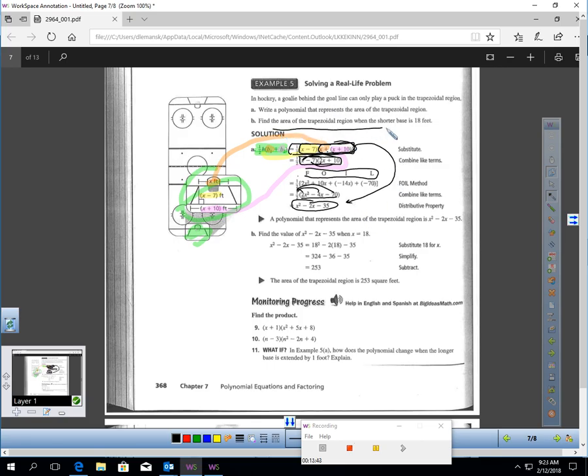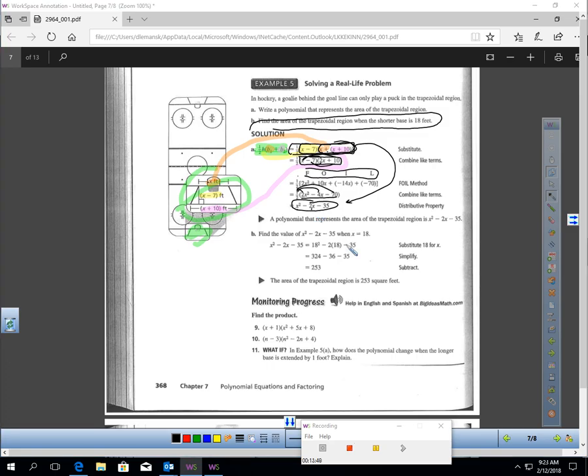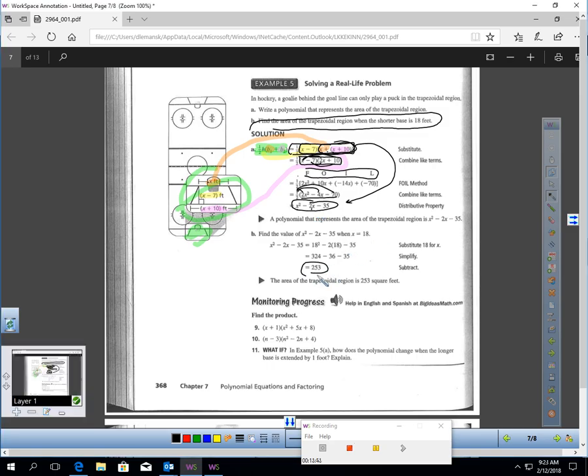Now, find the area if the shorter base is 18. So x is 18. So wherever I see x, I can plug in 18, and that would get me to 53 when I plug in 18 and work this out. Let's just do one more before we quit here. Find the product. So here, I have a binomial in front. Binomial. Bi means 2. That means I got to double distribute.